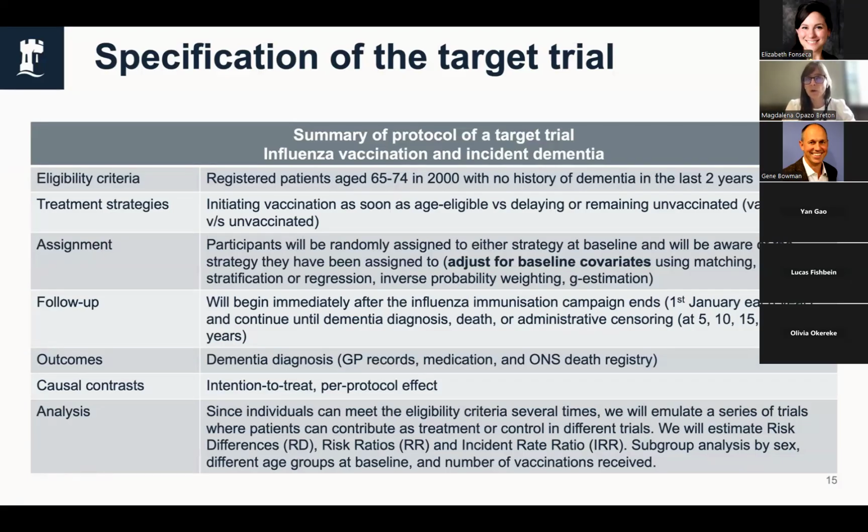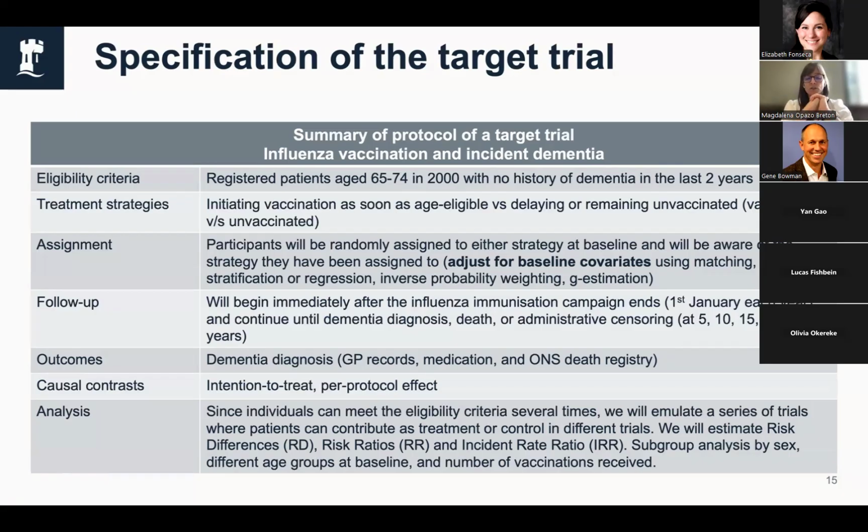Then we will start follow-up, and it will continue until dementia diagnosis, death, or administrative censoring. We want to do follow-up of 5, 10, 15, or 20 years if possible. I know some studies have used 10-year follow-up for dementia, and they were around 2011, 2012. So I'm expecting that we might be able to follow up for 15 for sure, but maybe for 20 years. The outcome will be dementia diagnosis based on medical records, medication, and death registry.